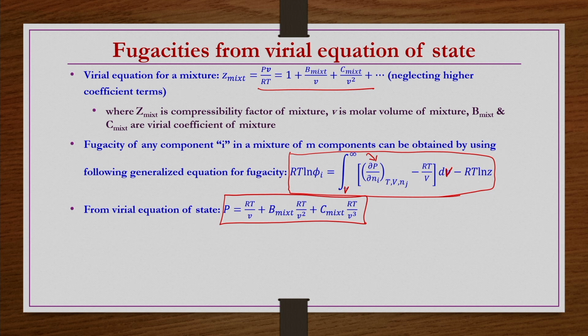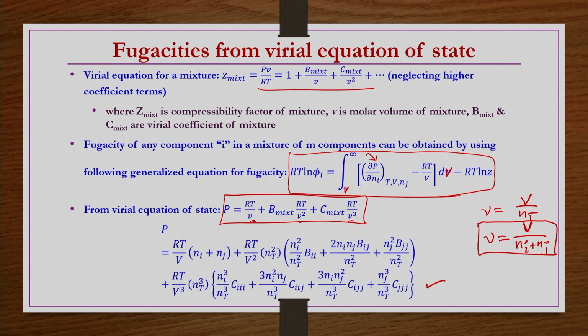Now, in this expression, what do we have to find out? We have to find out the molar volume. This molar volume we have to write in terms of total volume divided by Nt, the total number of moles. So, for a two component system, capital V divided by Ni plus Nj as the total number of moles, because we are taking only a binary mixture. This information we use here, then pressure can be written like this. And this is nothing but B mixture.